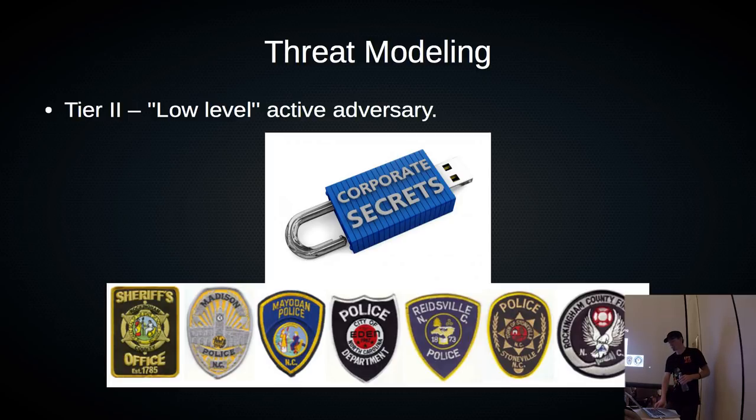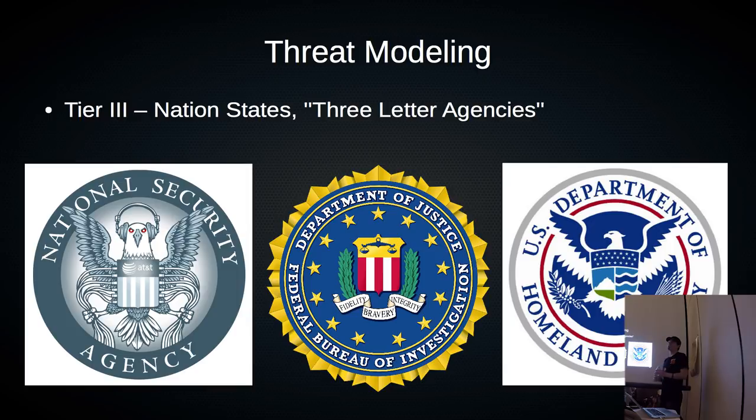Finally, the last tier would be your three-letter agencies, nation states, oppressive regimes, things like that, that are going to be much more sophisticated and have much more access to potentially exploiting zero-day weaknesses. Where you're dealing with these sorts of organizations, you're looking at bare minimum incarceration, or depending on where you are, potentially execution for losing your anonymity. So at that point, you really want to step up the amount of research that you're doing.